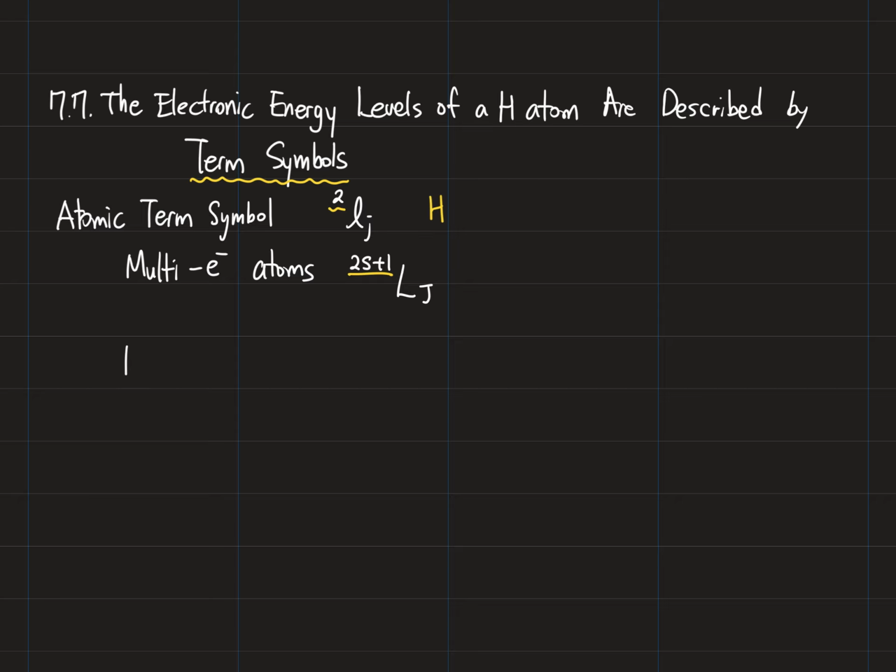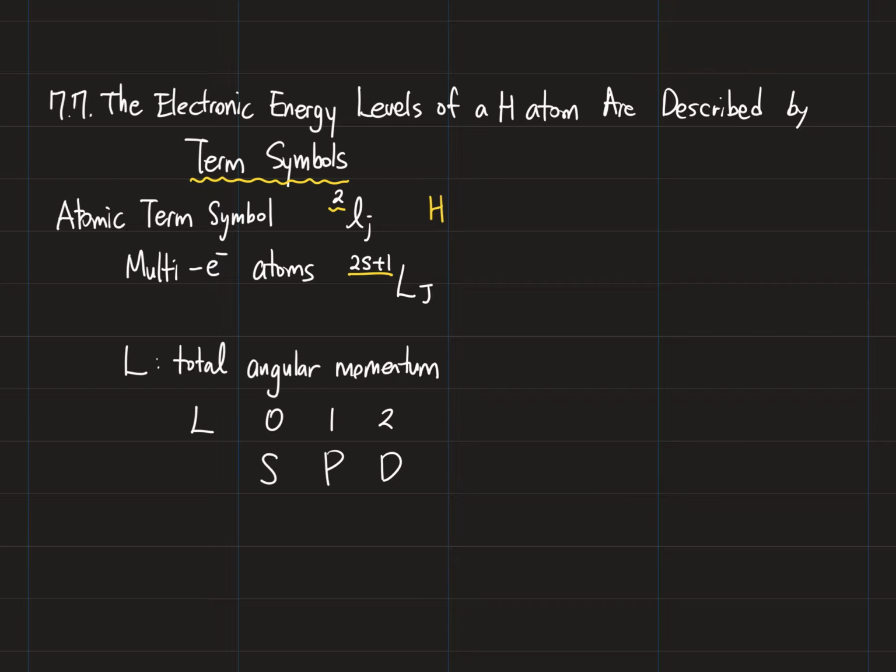The letter L tells us the total orbital angular momentum. Just like before, L equal to 0 is an S state, and L equal to 1 is a P state. So the L values 0, 1, 2, etc. correspond to S state, P state, D state.